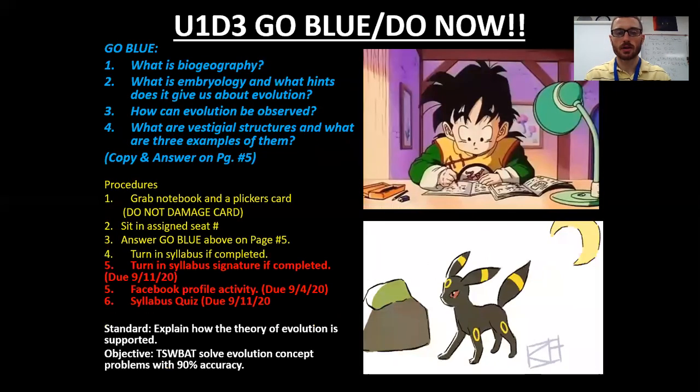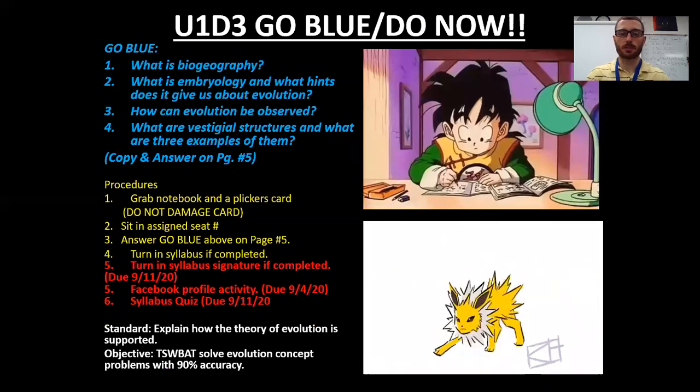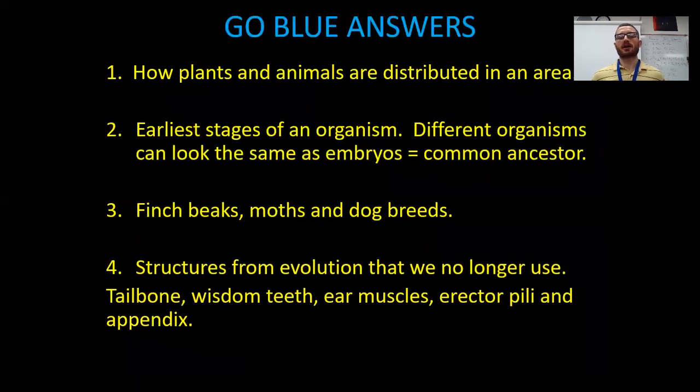And then lastly, what are vestigial structures and what are 3 examples of them? Those are structures from evolution that we no longer use, and examples include tailbone, wisdom teeth, ear muscles, erector pili, and appendix that we saw from yesterday's video. Tailbone, used for structural purposes, but really no use for us today. Wisdom teeth, we had bigger jaws, could eat tougher foods back in the day. Not anymore. Ear muscles, used for knowing if predators are around. Some of us, very few of us, can wiggle our ears for that reason. And then we have erector pili, our hairs stand up for predators, and the appendix, again, used for digesting plants.